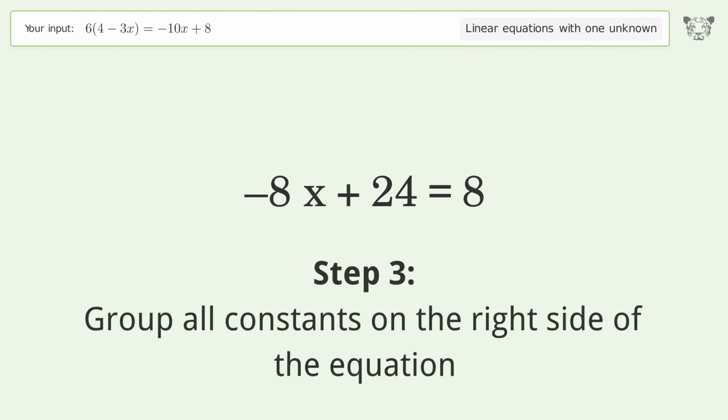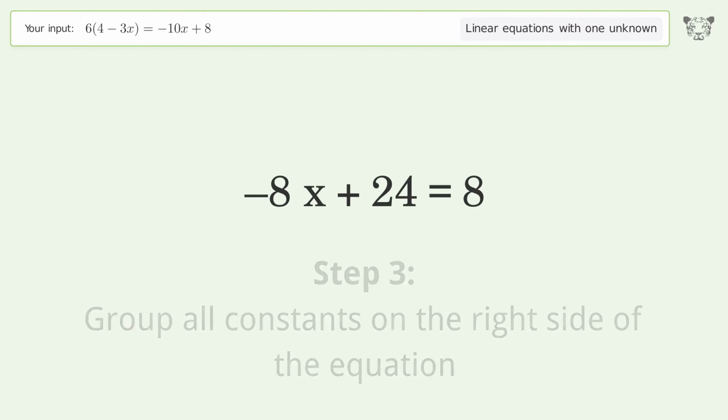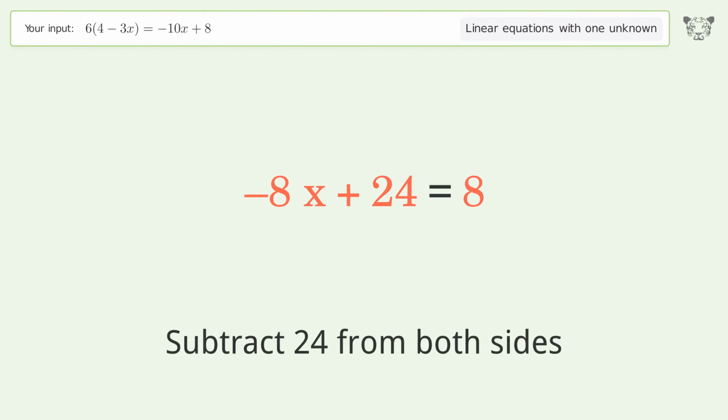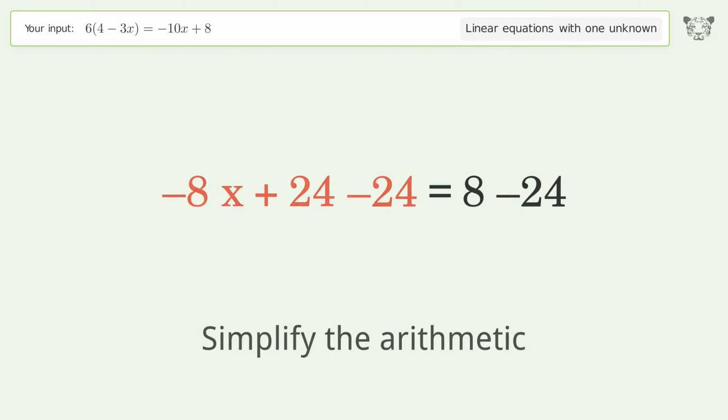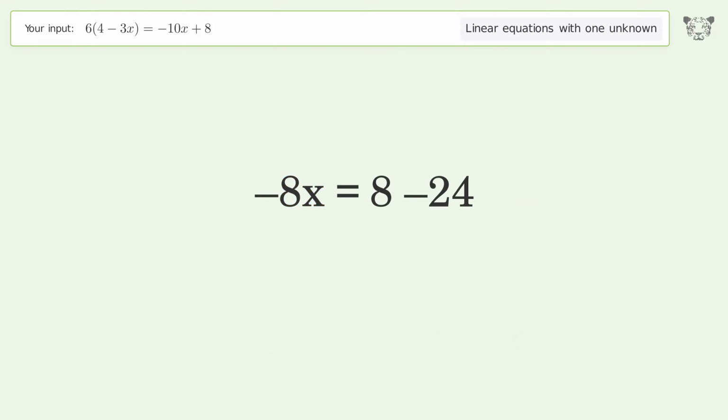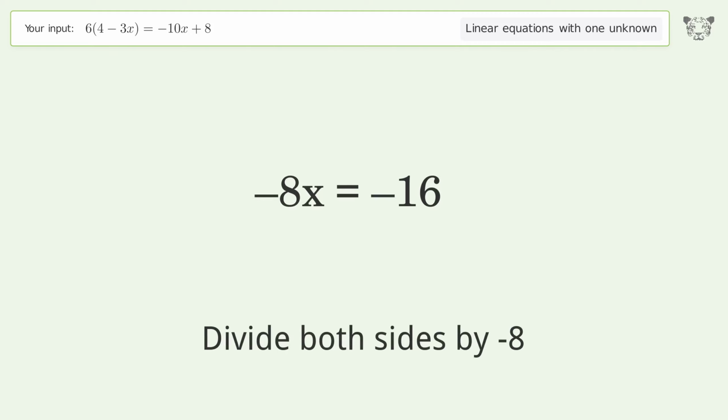Group all constants on the right side of the equation. Subtract 24 from both sides. Simplify the arithmetic. Isolate the m. Divide both sides by -8.